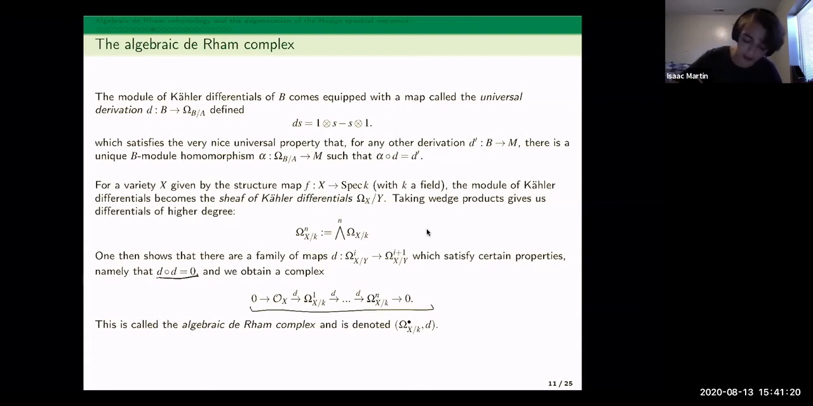Great. So once we have the Kähler differentials, just as we do in differential geometry, we form differentials of higher degree by just taking wedge products of the Kähler differentials with itself. And once we do that, we find that there's a nice family of maps that form some analog of the exterior derivative and satisfy the chain map property, I guess. And we obtain a complex that looks a lot like the de Rham complex, and in that vein, we call it the algebraic de Rham complex of X, and we denote it like this. Cool. So that's the first step.